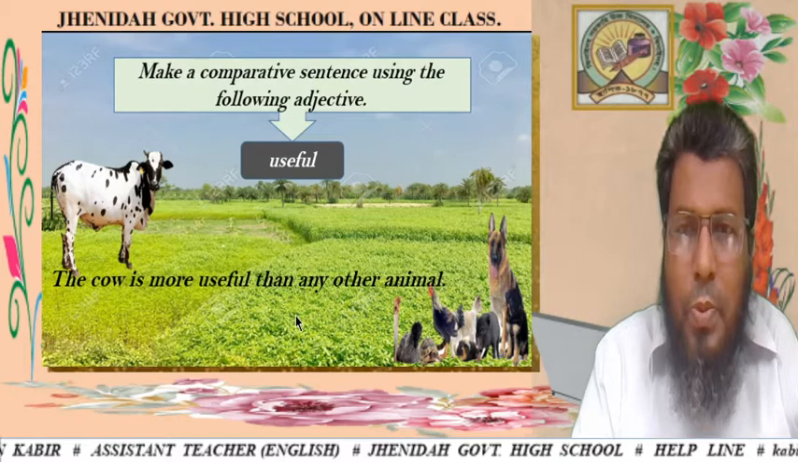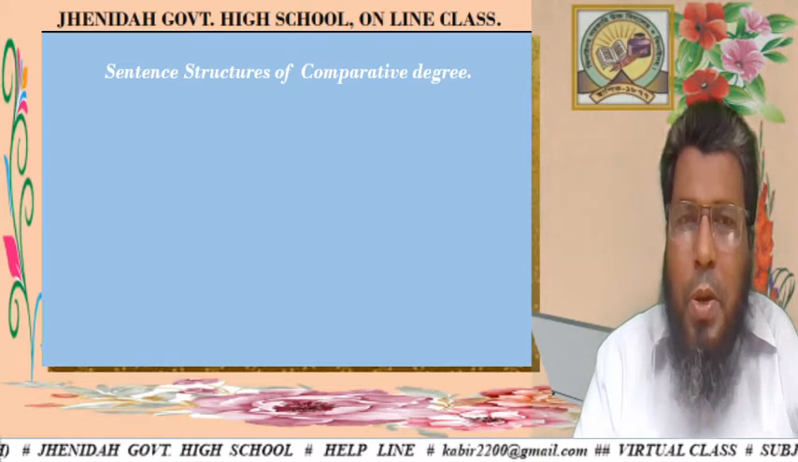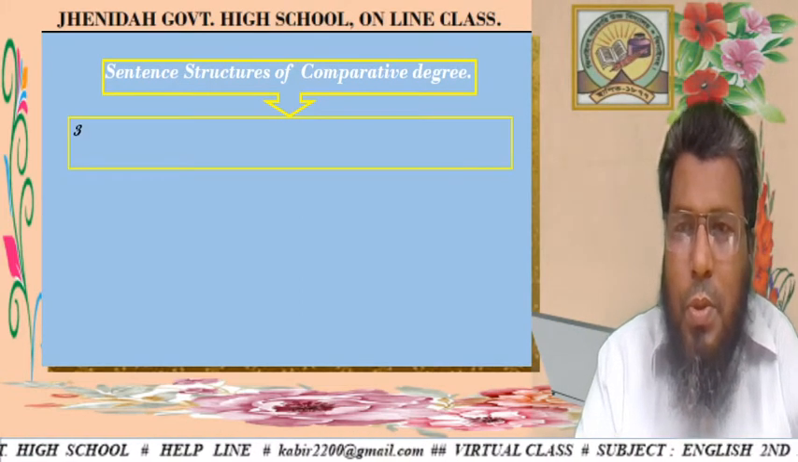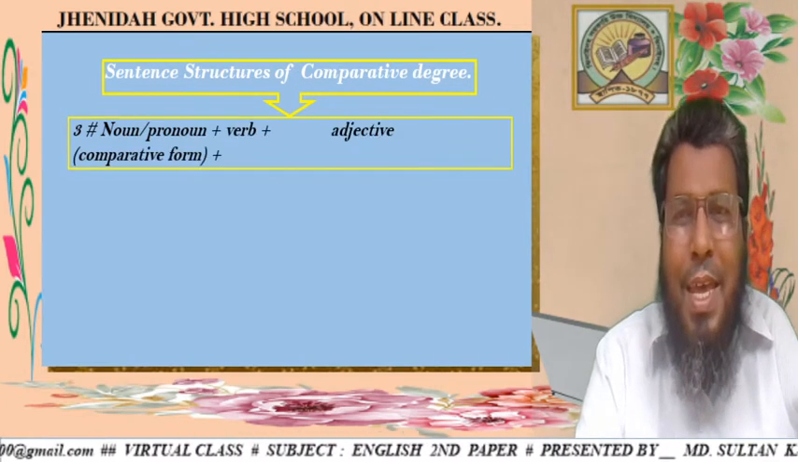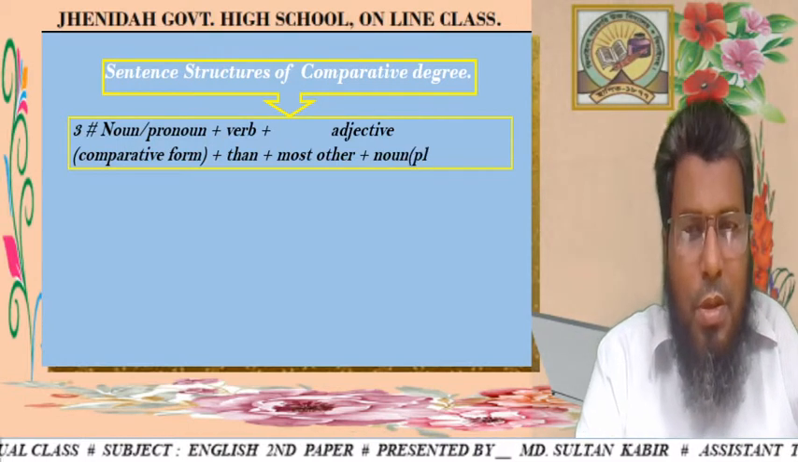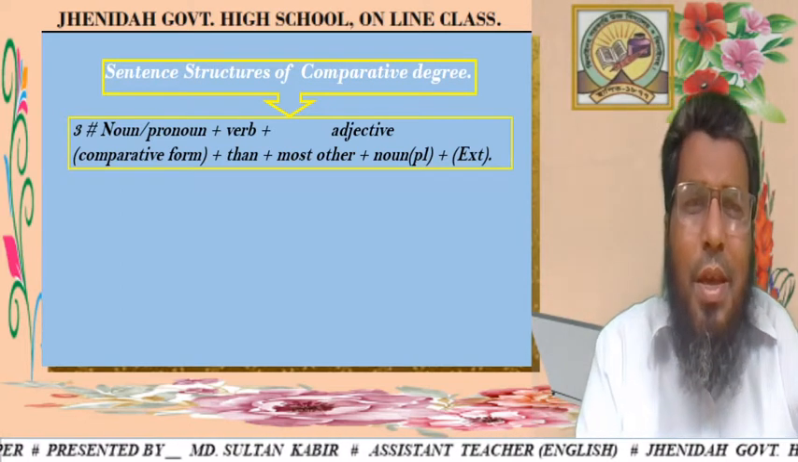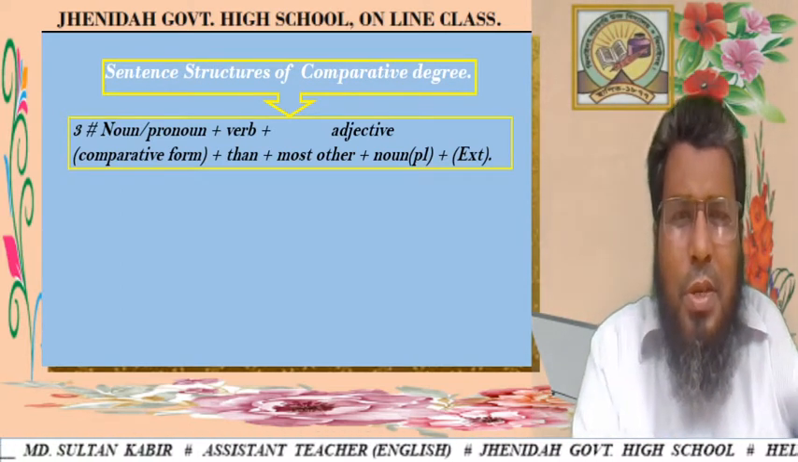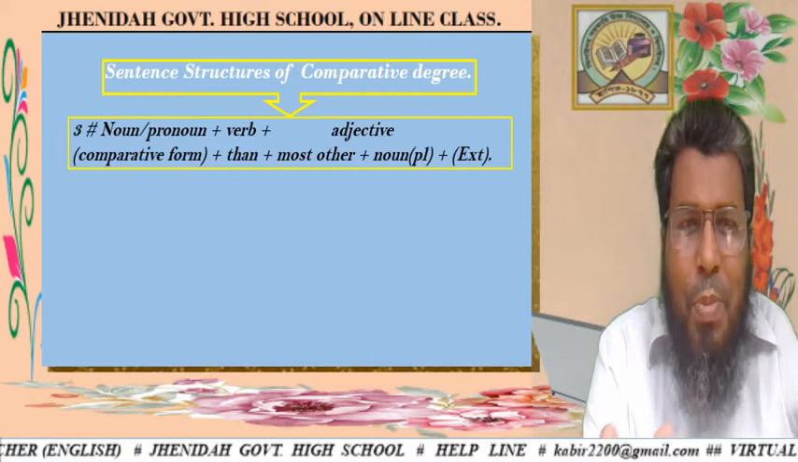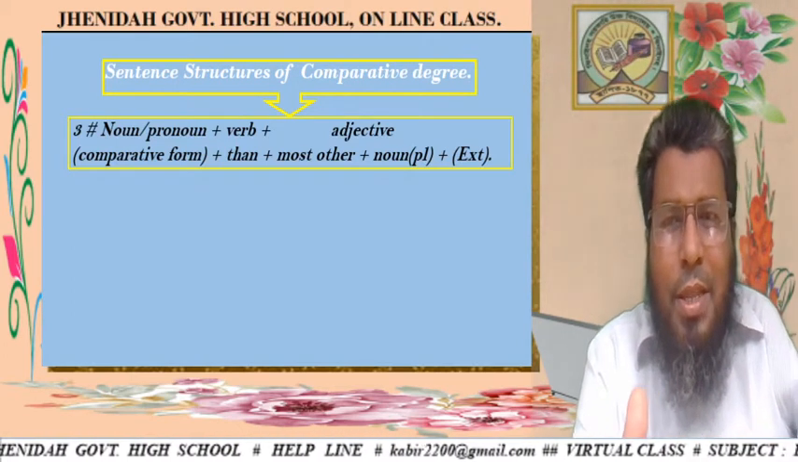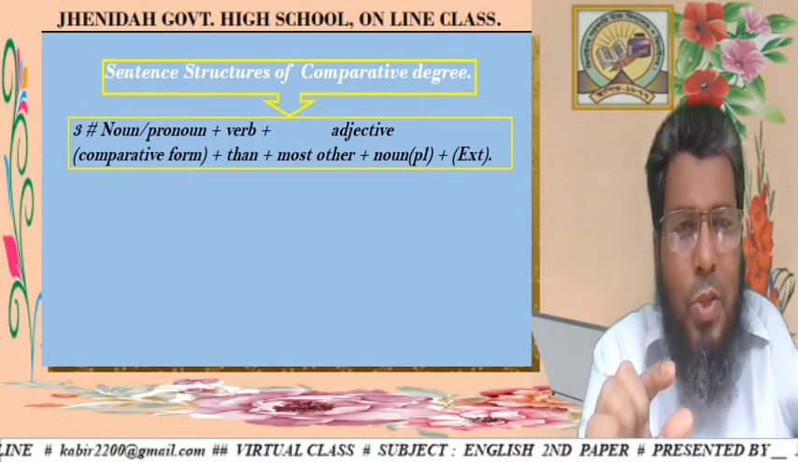Thank you. Now there is another structure of the comparative degree, the third structure. What is the structure? Noun or pronoun plus verb plus adjective in comparative form plus then plus most other plus plural noun. All are the same but somehow different in their characteristics. In our previous structure, then plus any other, and the noun is singular. Here, then plus most other, and the noun is plural. This is the difference between the structures.